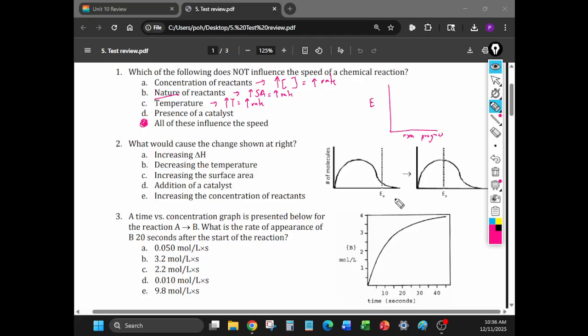And if you notice, what is the thing that changes in this graph? Yeah, activation energy changes. What is the only thing that we know of that affects activation energy? Catalyst. So it's going to be catalyst. Okay, just remember, all these other things affect the rate, but catalyst is the only thing that affects the activation energy.